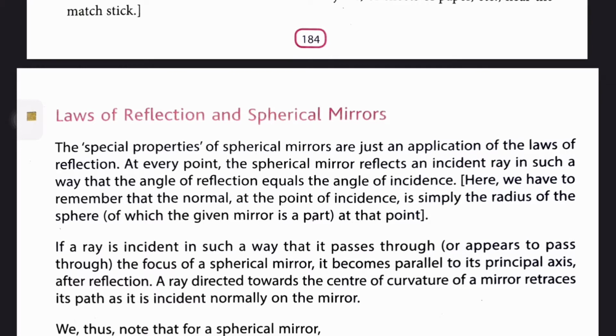At every point, the spherical mirror reflects an incident ray in such a way that the angle of reflection equals the angle of incidence. Here we have to remember that the normal at the point of incidence is simply the radius of the sphere of which the given mirror is a part at that point.